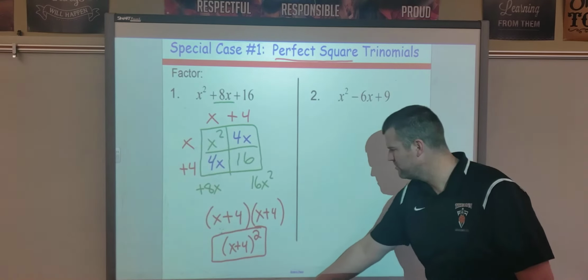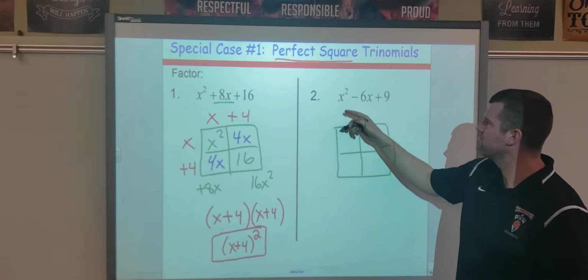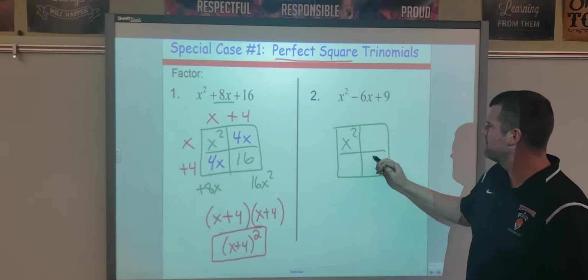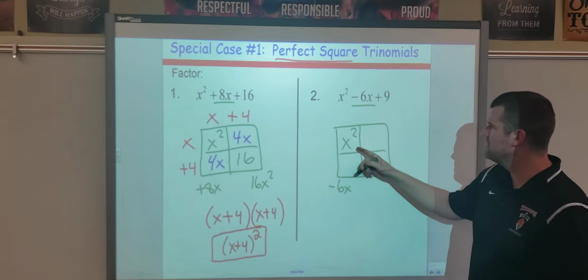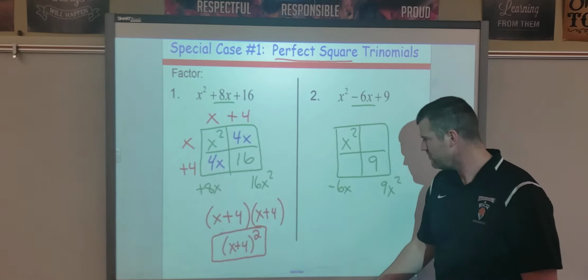So here's another example. Go ahead and use our box. First term, first box. Last term, last box. Our unknowns must add to a negative 6x and multiply to x squared times 9, so 9x squared. We know we need to add to a negative, but multiply to a positive, which means I'm going to have two negative numbers. And after we guess and check for a little bit, we come up with negative 3x and negative 3x as our two leftovers.